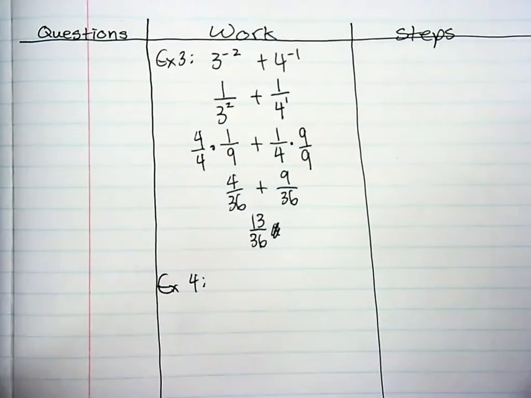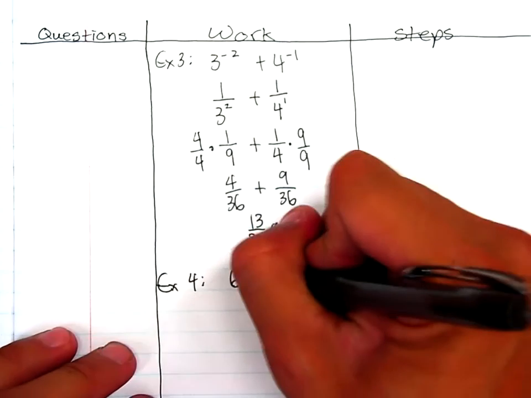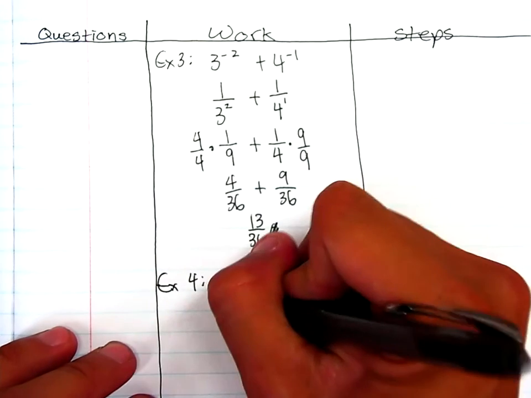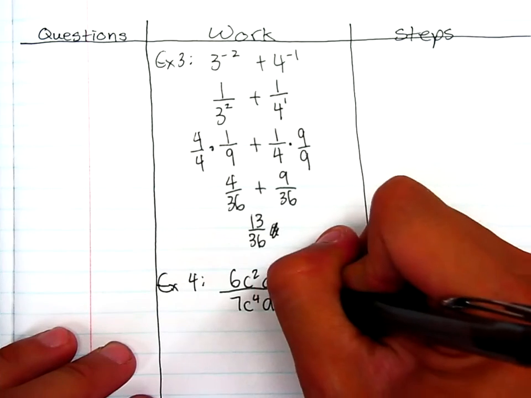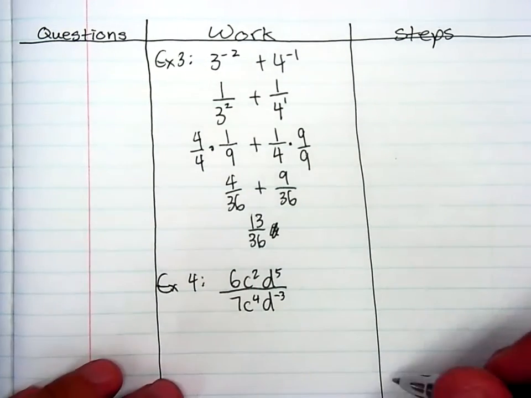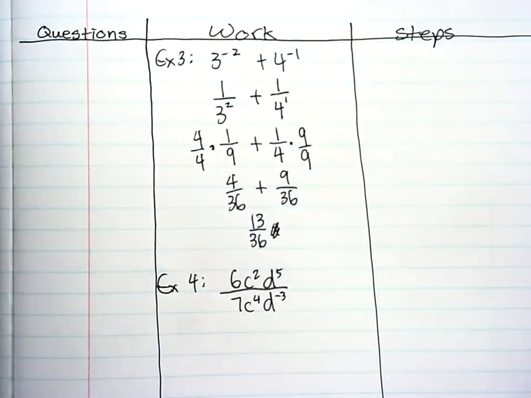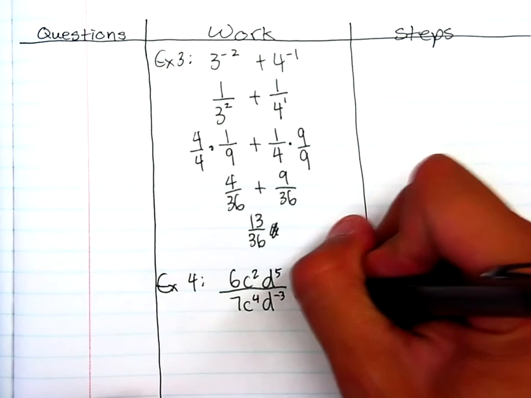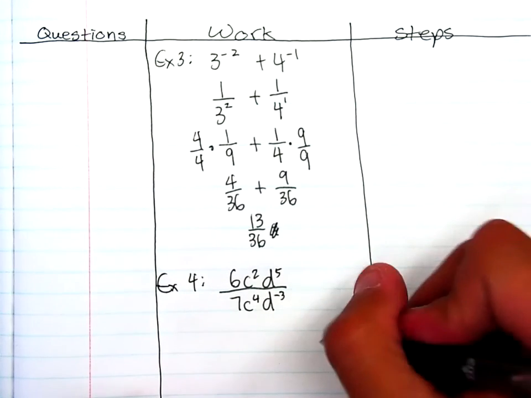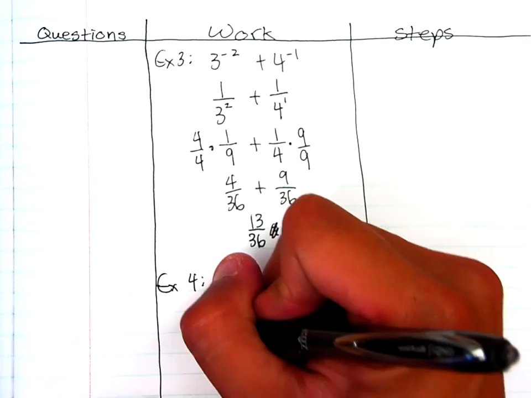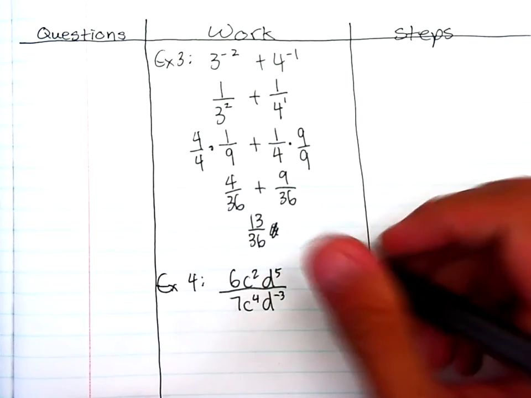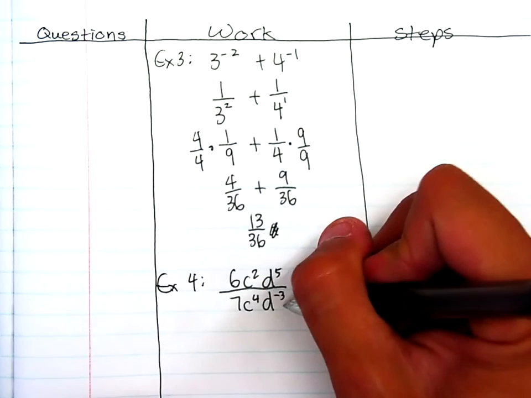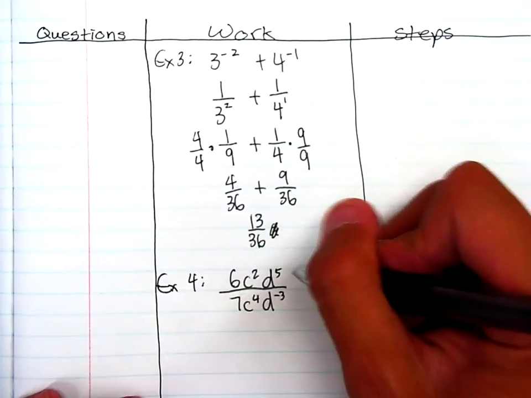All right, for example 4, I have 6c squared d to the 5th over 7c to the 4th d to the negative 3. And when I look at this problem, you could do the quotient of powers, but that's not the way we want to show you. What we want to do, our goal, is to get all the same letters on the same side of the fraction. So for example, let's say I want all the C's on the top and all the D's on the bottom.